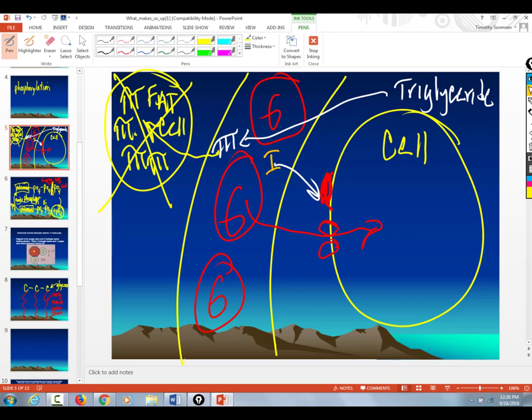The second function is it takes triglyceride from the blood and puts it into a fat cell. The third function is any fat that's already in the fat cell, it locks it up. Say yes. Yes, locks it up. So it's making sure that if it's already in there, it's staying there. Insulin locks up fat in a fat cell.